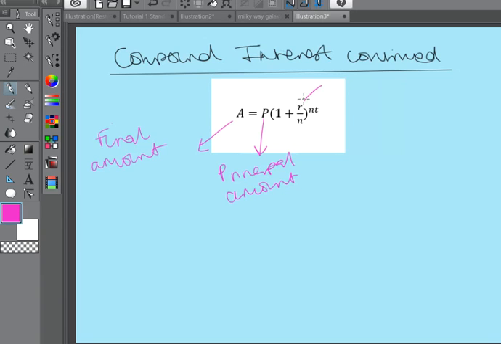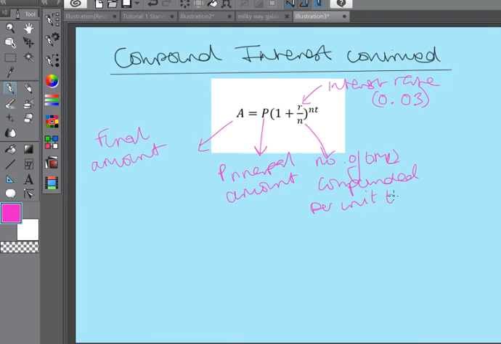Going to R, this is our interest rate, but this is as a decimal. So, for example, if you're given, say, a 3% interest rate, you don't put 3 in there. You do have to convert that as a decimal, so it'd be 0.03, for example. N is the number of times compounded per unit time.